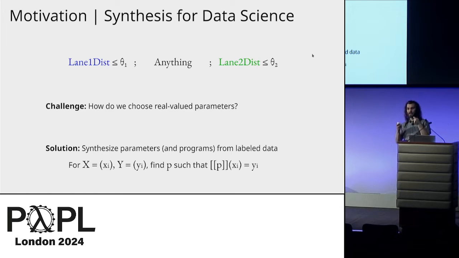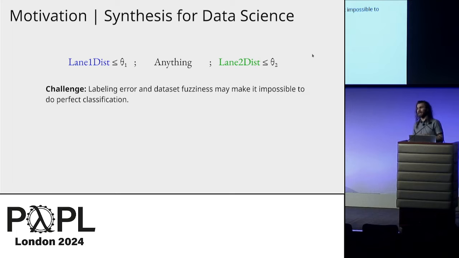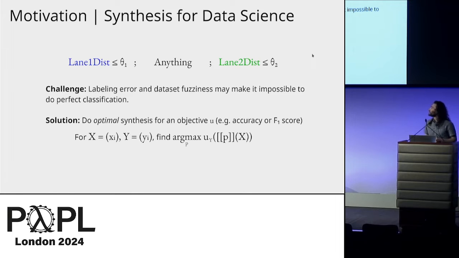So we have a set of, in this case, trajectories of cars, x, a set of human labels, y, and we're trying to find a program such that when we evaluate the program on each trajectory, we get the human label. There's another problem, though, which is that if this is labeled by a human, you might make mistakes, and the data is very fuzzy, and so it may be impossible to actually do perfect classification. So instead, we want to do optimal synthesis, where we have some objective u, say accuracy, and in practice, you might use something like F1 score. And we're trying to find a program P that maximizes the accuracy, for instance, of its predictions.